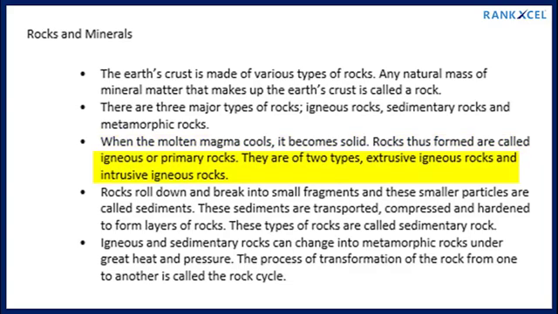They are of two types: extrusive igneous rocks and intrusive igneous rocks. Rocks roll down and break into small fragments, and these smaller particles are called sediments. These sediments are transported, compressed and hardened to form layers of rocks. These types of rocks are called sedimentary rocks. Igneous and sedimentary rocks can change into metamorphic rocks under great heat and pressure. The process of transformation of the rock from one to another is called the rock cycle.